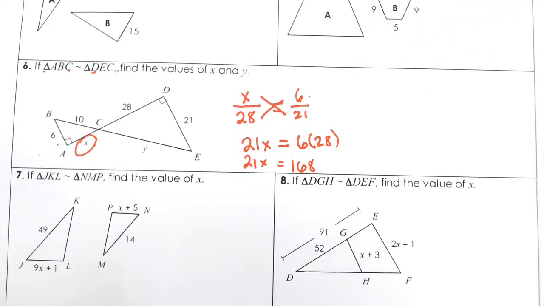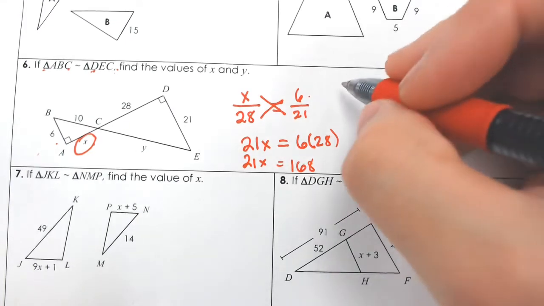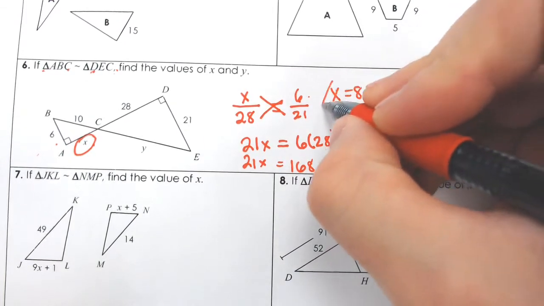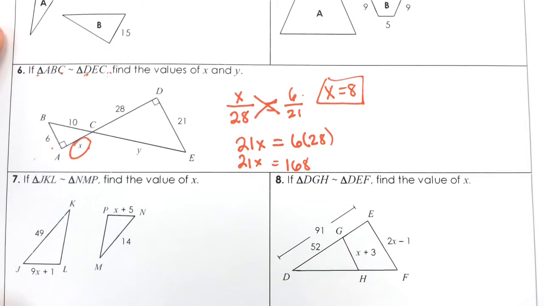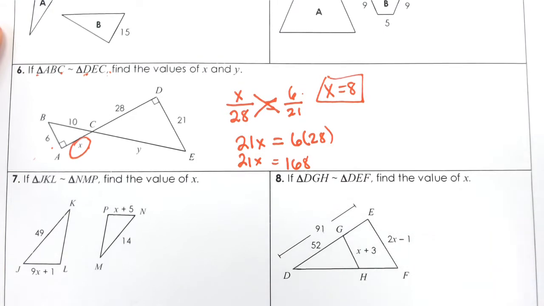And then you would divide that by 21, and you'd be done. X would equal 8. So we found X. Now we need to find Y. When you have the problems that have you find X and Y, that just means that you have two separate problems, really.